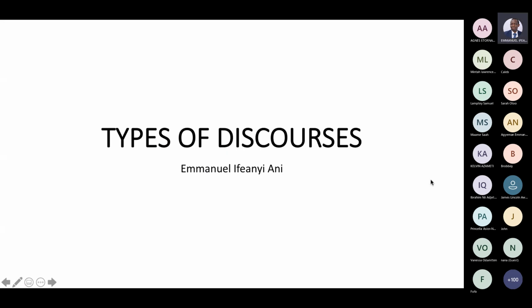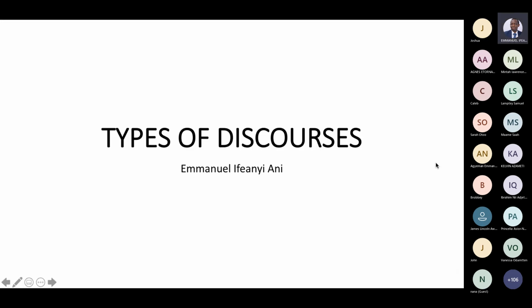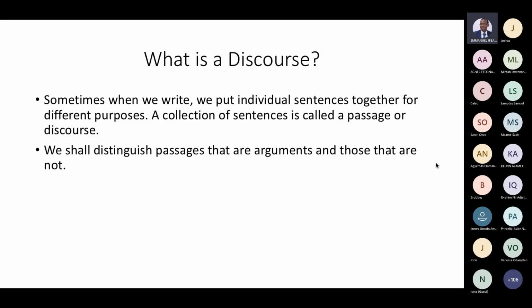Yeah, so today we are looking at types of discourses. In our last class, we had ended by discussing problems with definitions. We had seen various ways in which definitions could be problematic. Today we want to look at types of discourses and what is a discourse.